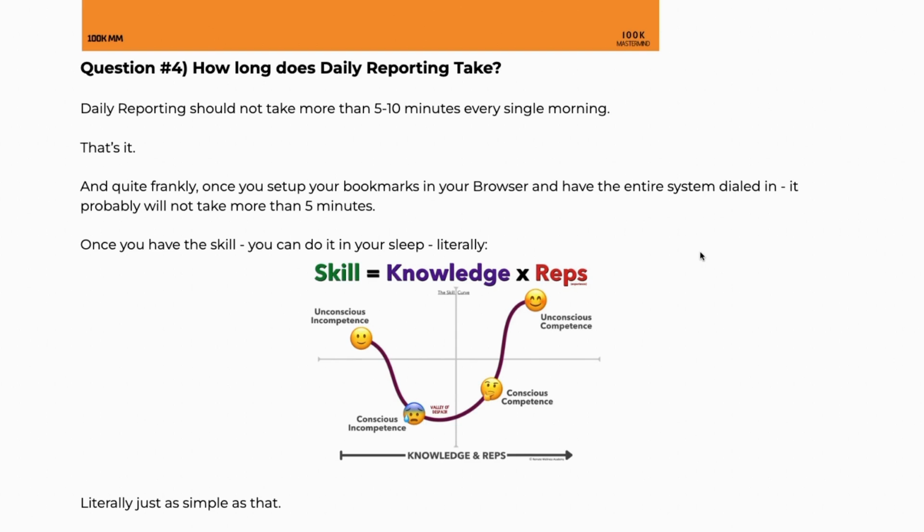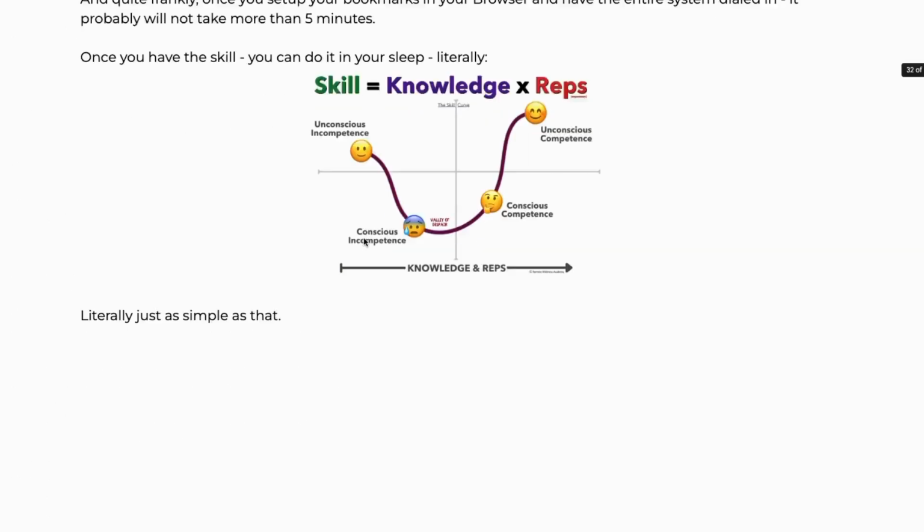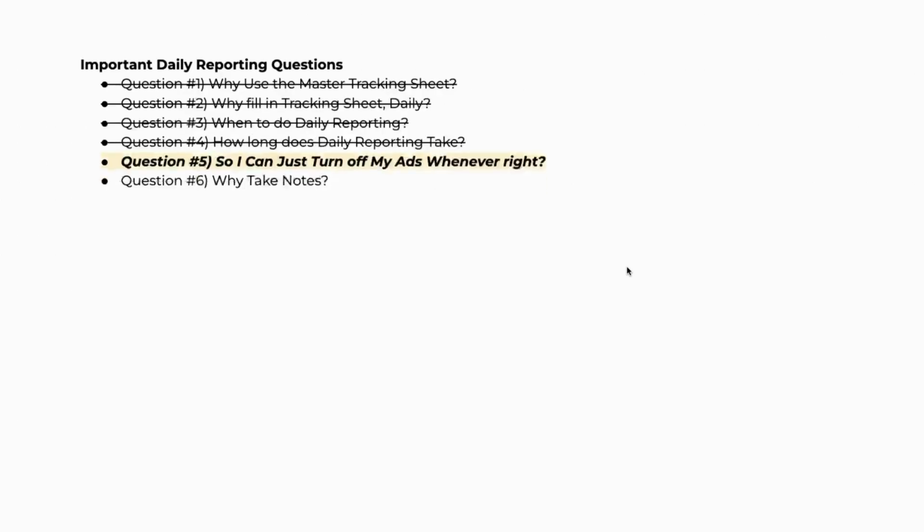And so once you can do this in your sleep, it's going to be very easy and effortless for you to train somebody else to do this for you down the road as well. But in terms of this question, how long does it take? Literally, it's as simple as that, 5 to 10 minutes, especially once you get all of your systems dialed in, okay? So with that being said, that is question number 4 done.